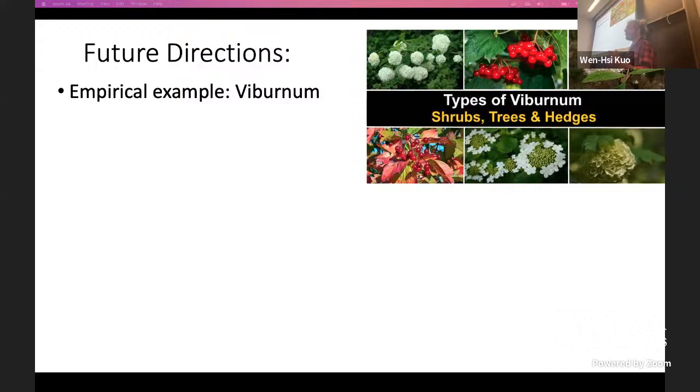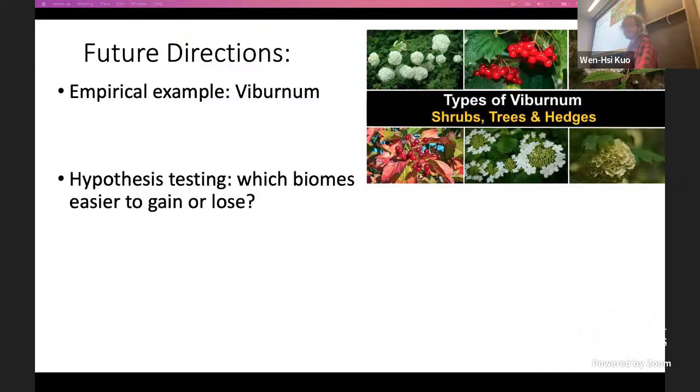Seeing what the fundamental affinities amongst these are, in a clade with a lot of variation and diversity in realized affinities, would be quite interesting. Additionally, we are interested in hypothesis testing. Again, as we mentioned before, one of the sets of rate categories we're interested in is which biomes are easier to gain or lose, both in fundamental and realized affinities.